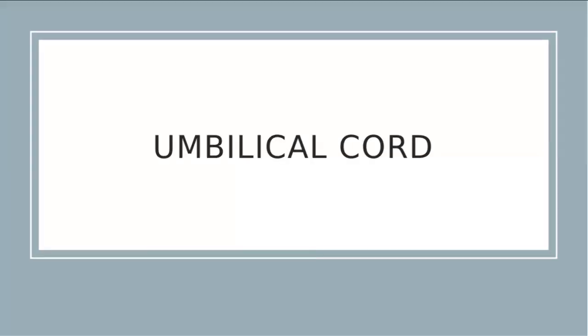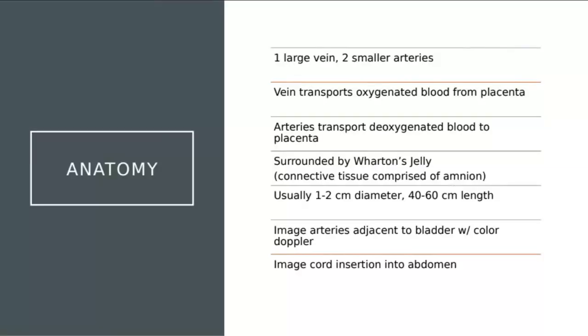Okay, moving away from our placenta towards our umbilical cord. Now the anatomy of the umbilical cord, very important to know. The standard umbilical cord has one vein and two smaller arteries, kind of opposite of everything that we've learned so far. The vein is actually going to be supplying oxygenated blood from the placenta, and the arteries are going to be transporting deoxygenated blood to the placenta. So the roles of the arteries and the veins have really flipped in terms of the fetal umbilical cord.